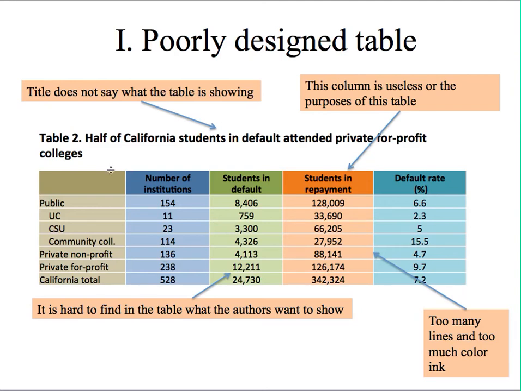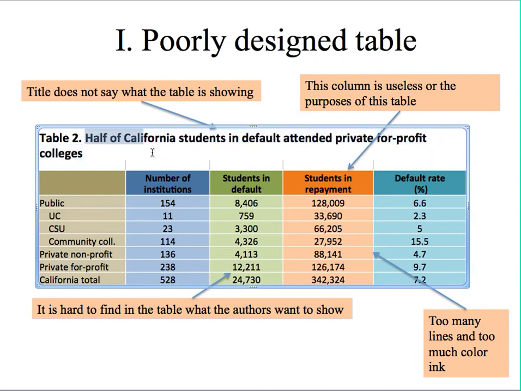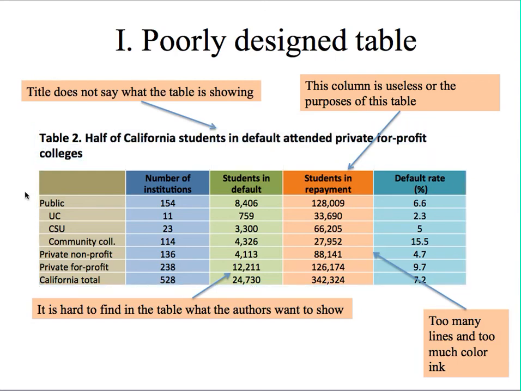Now, even when you look at the table, it is very hard to see that half of California students in default attended for-profit colleges. But when you look in the table, what the authors want to show is actually here. It's 12,000 out of 24,000. That is around 50%, right? But you have to make that calculation. It's not clear where you should look for it. So that table doesn't stand on its own. It's really not showing what it's supposed to show, and you don't really know what it's showing, because the title is not clear enough.